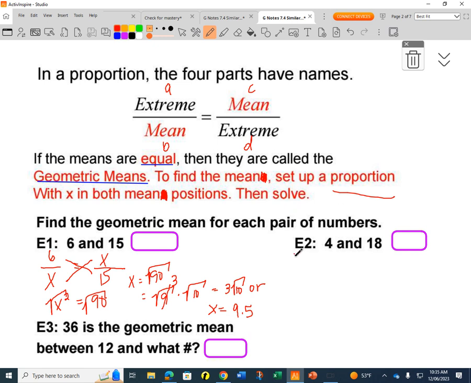Alright, see if you guys can write the proportion for this one. They want us to find the geometric mean, and the other pair of numbers for our proportion are 4 and 18.